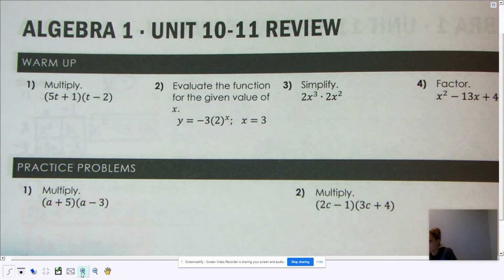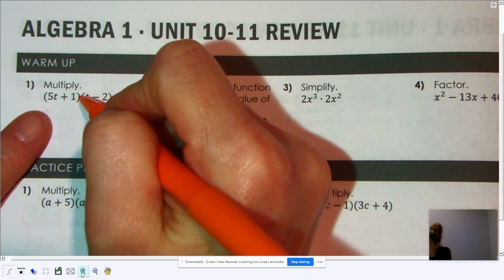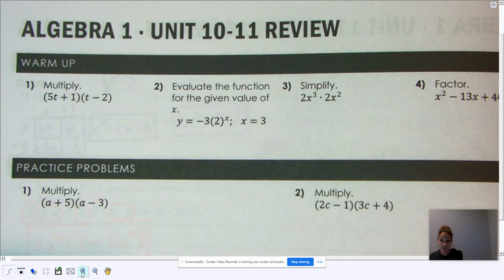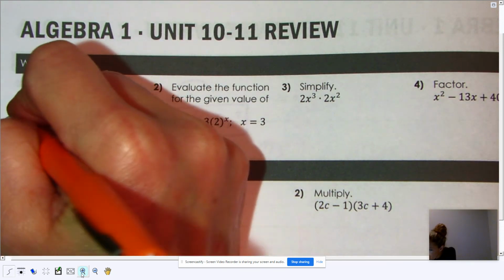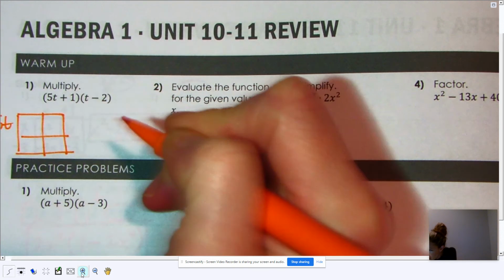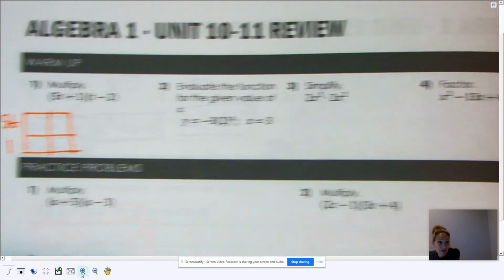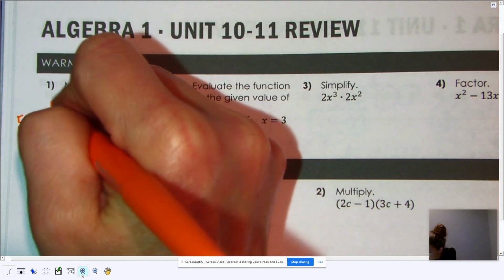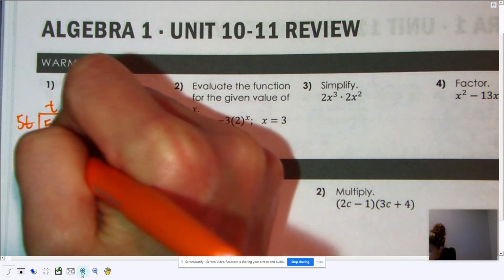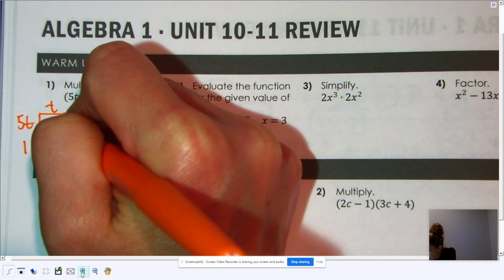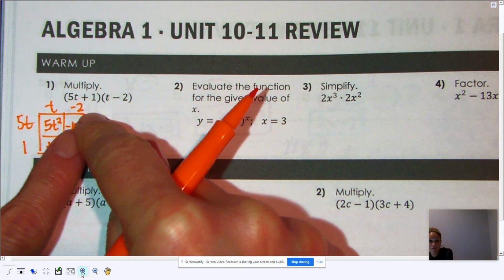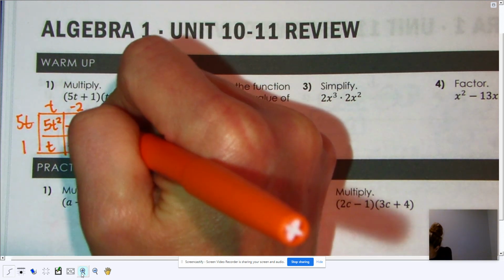For the first one, we are going to multiply these out. It says multiply, but also we know that when the parentheses are touching like that, it means multiplication. So I'm going to start by using the box method. So we have 5t plus 1, and then we have t minus 2. So I have 5t squared, I have 1t, negative 10t, and negative 2 if we multiply and fill in the boxes. Okay, so I have 5t squared.